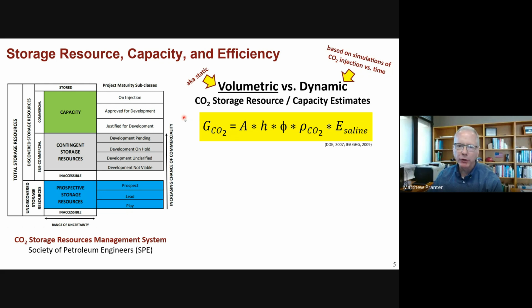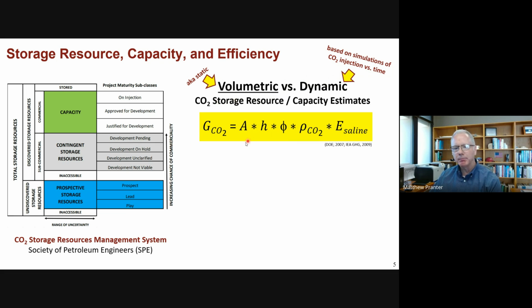And there are different approaches to doing this. There are analytical approaches such as just using analogs, as well as material balance approaches. What I'm going to show is a volumetric approach, which is more of a static calculation. Once you do a more site-specific study, you can get into dynamic flow simulation and look at CO2 injection and things like that versus time. But what we're looking at is more of a volumetric approach.